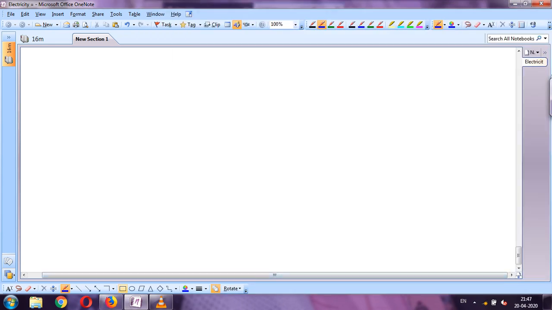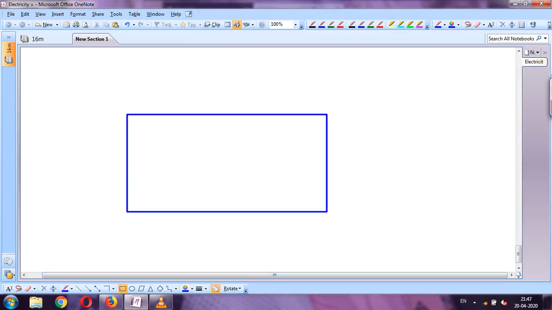Let me make one electric circuit again. This is the electric circuit, with space for battery, component, ammeter and key. Here we have a bulb. This is the place for the ammeter, plus minus. This is the key, and here will be our battery. This is plus, this is minus.